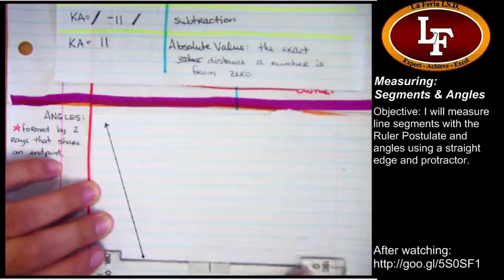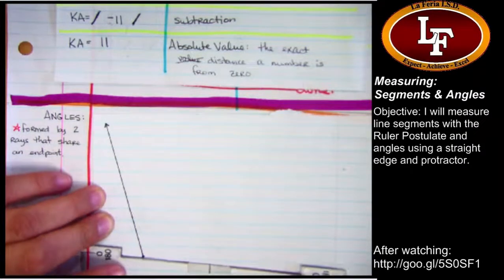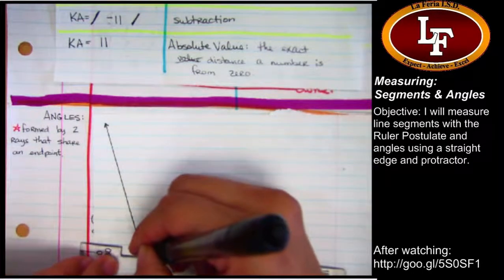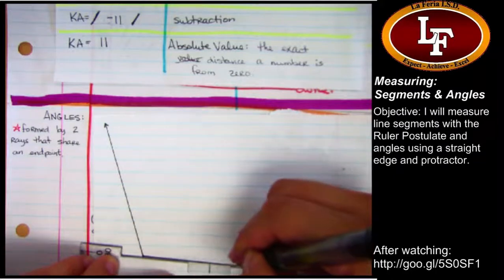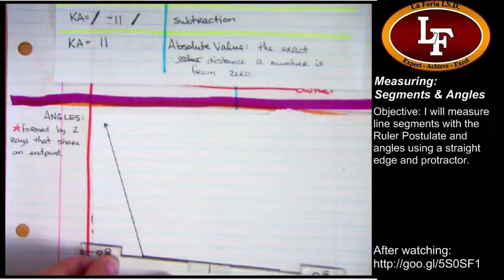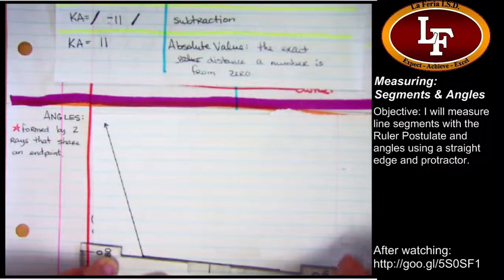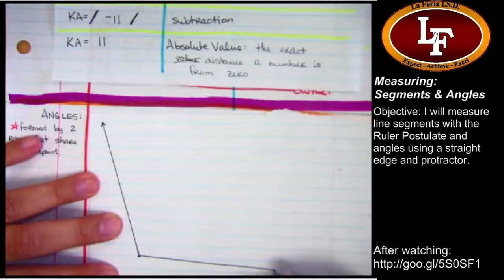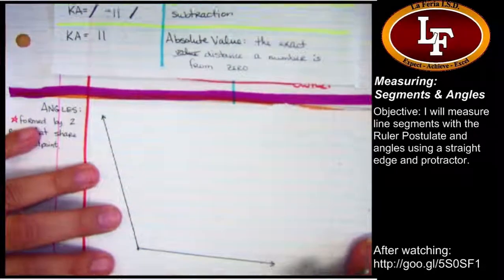And then because this is an angle, I need two rays. I'm going to line up my protractor straight edge so that it's on that vertex, on that endpoint. And I'm going to draw another ray going off in some other direction. You can make this, again, as skinny or as wide as you want. I made mine kind of wide today. Don't forget that arrow.